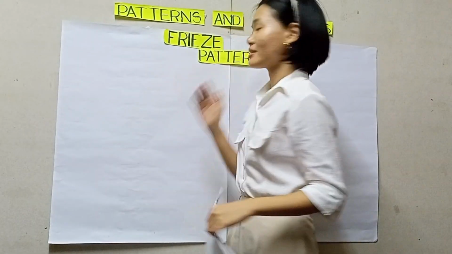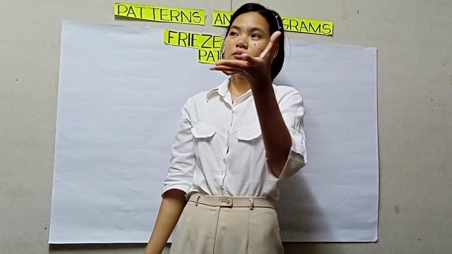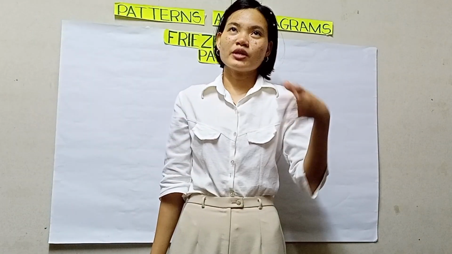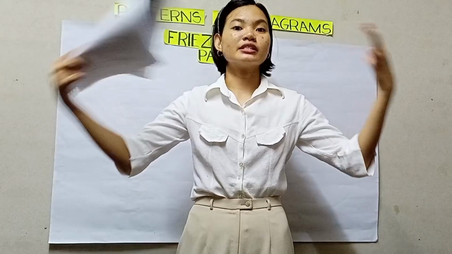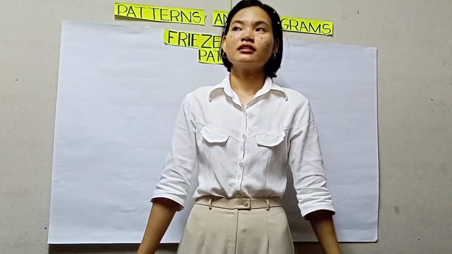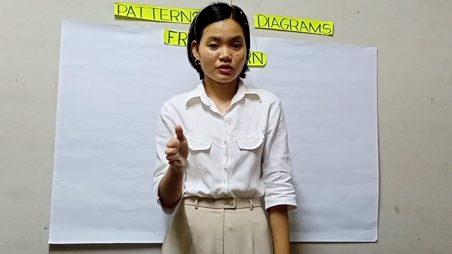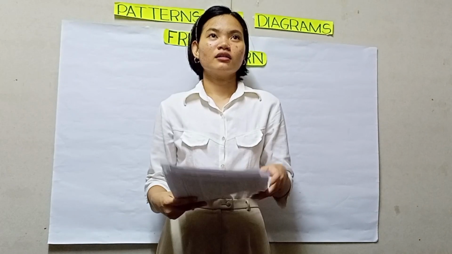So the next pattern that we are going to discuss and showcase examples of is the Frieze pattern. Going back to the discussion, we describe the Frieze pattern as linear symmetry. Okay? So Frieze pattern, linear symmetry, horizontal or vertical arrangement. So I'm going to show you some examples of Frieze patterns.